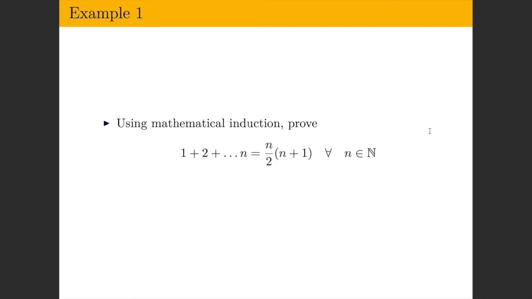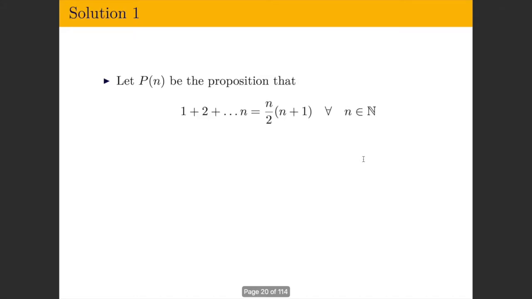So, let's begin with this example that I went through before. Using mathematical induction, prove that 1 plus 2 plus all the way to n is equal to n over 2 times n plus 1, for all natural numbers n. Your first step in an induction proof is always to define the proposition Pn. So in this case, let Pn be the proposition that, and we can realistically just rewrite our proposition from the previous page. That is the first idea of the proof.